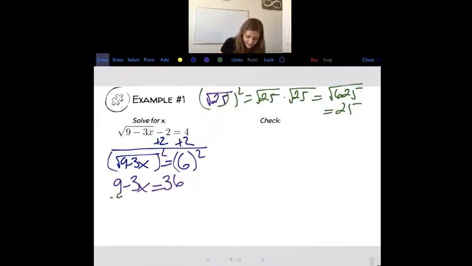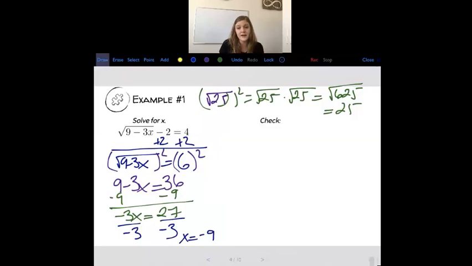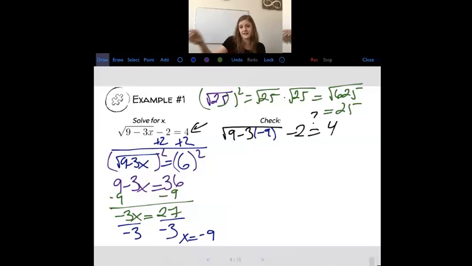So we can solve for x by subtracting 9 from both sides, and then we would divide by -3 to get x equals -9. And now we have to check our answer. Anytime we check our answer, we plug in our x into the original equation. So we're going to plug it in at the very beginning. The square root of 9 minus 3 times the value we got for x, minus 2, and we want to know, is that equal to 4? So now you'll simplify the right side and the left side to make sure that the left side equals the right side to know that your solution is true.